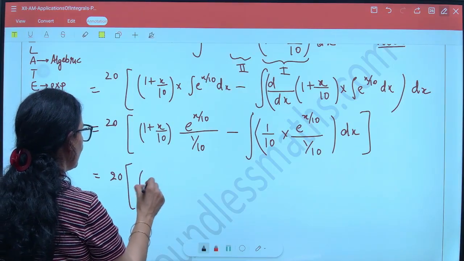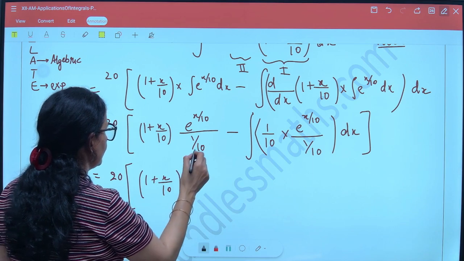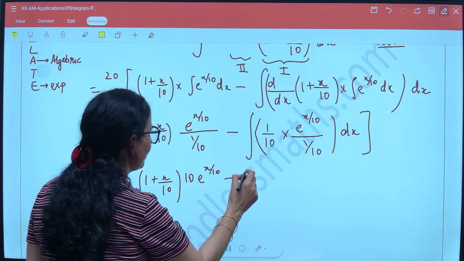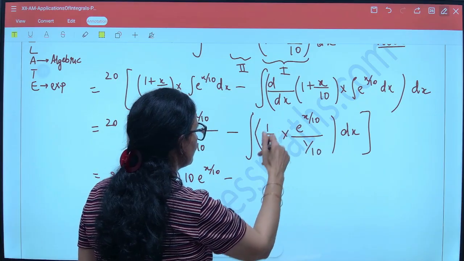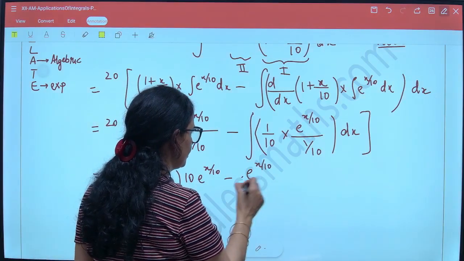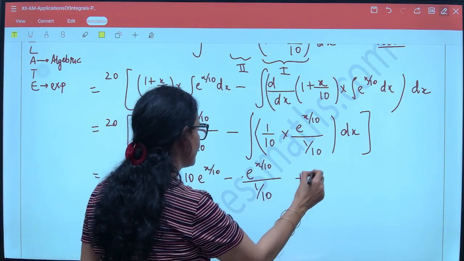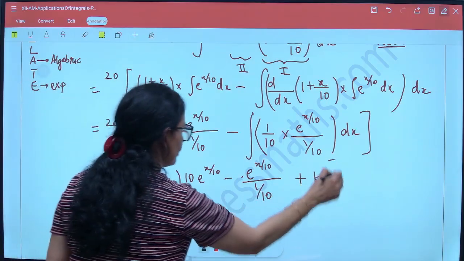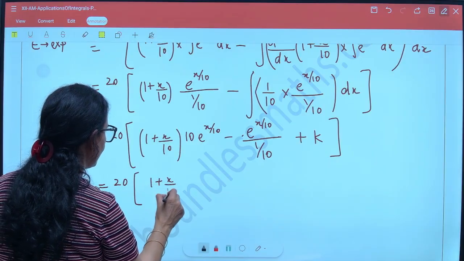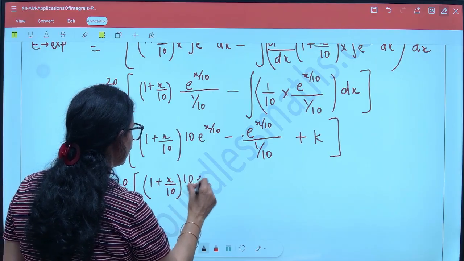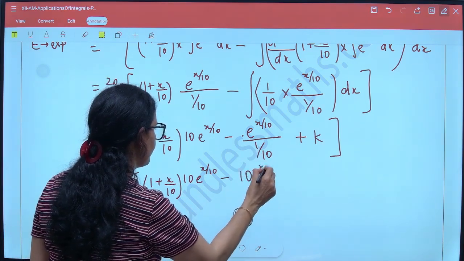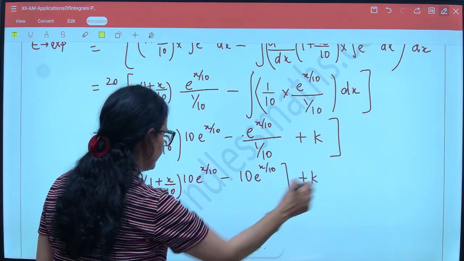20, 1 plus x upon 10, and this becomes 10 e raised to power x upon 10 minus, what is the integral? This 10 goes up, 10 gets cancelled, and let's integrate. So this becomes e raised to power x by 10 upon 1 by 10 once again, plus the constant of integration. So eventually what do we get here? 20 is outside, 1 plus x upon 10 into 10 e raised to power x upon 10 minus, this becomes 10 e raised to power x upon 10 plus the constant of integration.